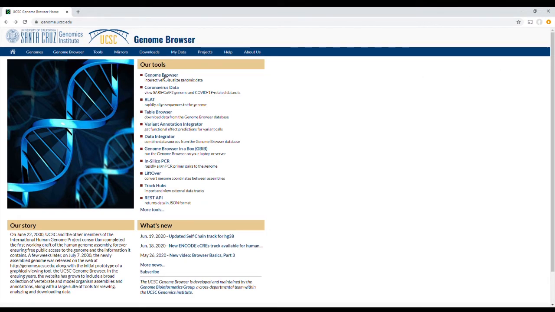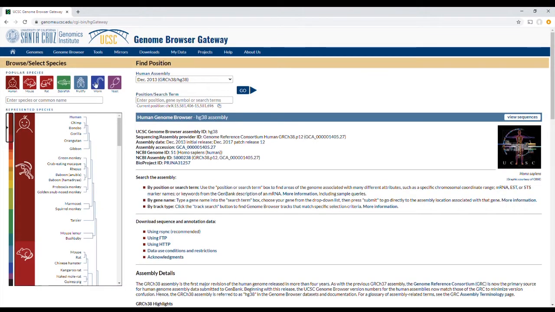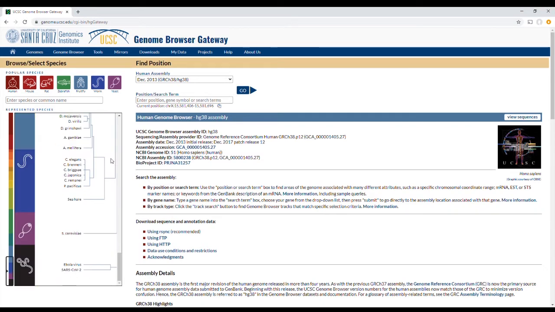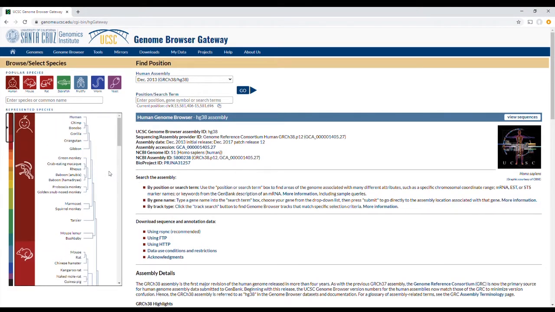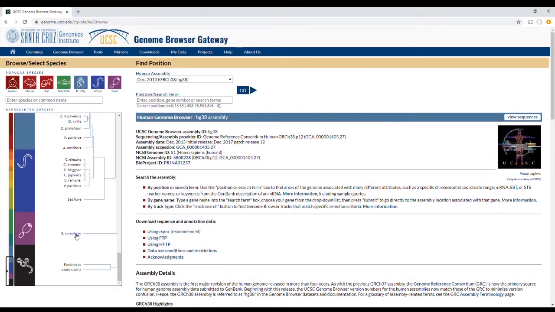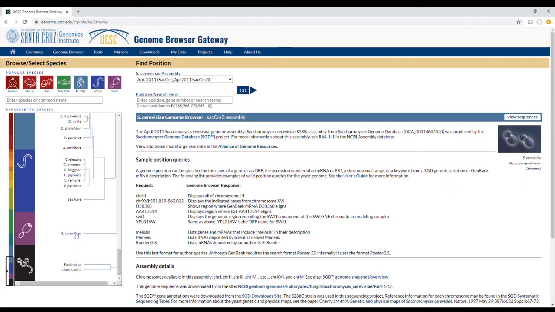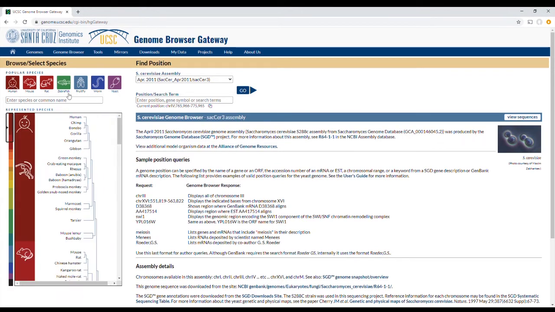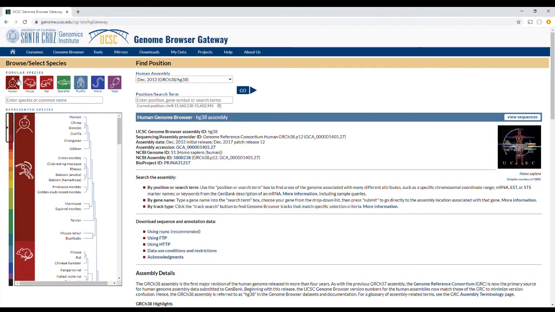So I'm going to go to the Genome Browser, and what you're able to do is select different organisms. You could start with the human genome, but you could also scroll through and look at something like S. cerevisiae, or Saccharomyces cerevisiae, the yeast genome. I'm going to stick with human though, and whenever I'm clicking different organisms, I want you to pay attention to this find position and see what changes.